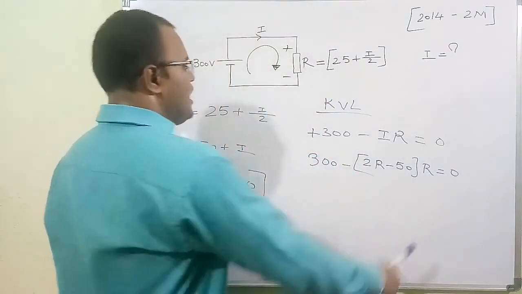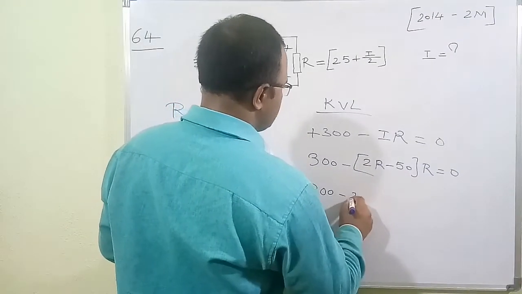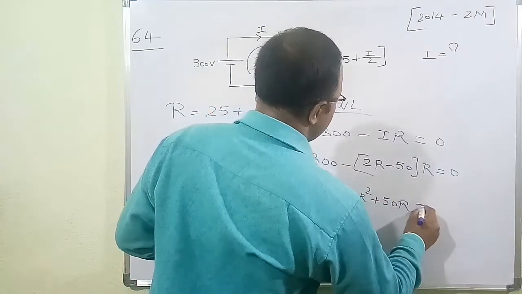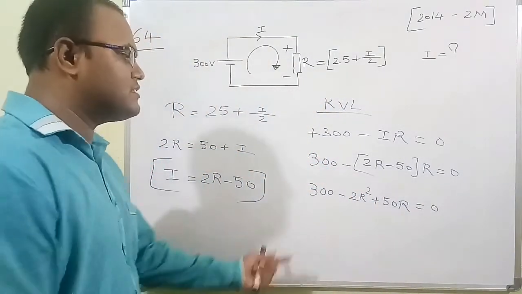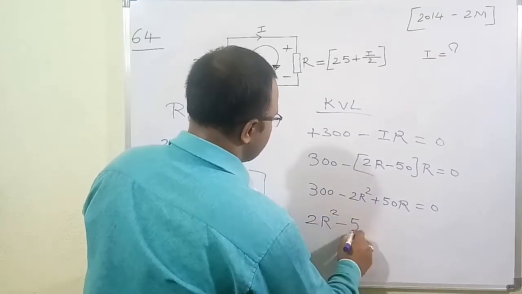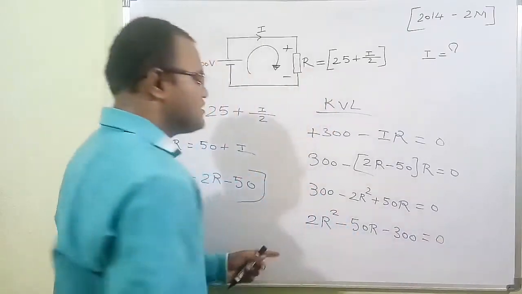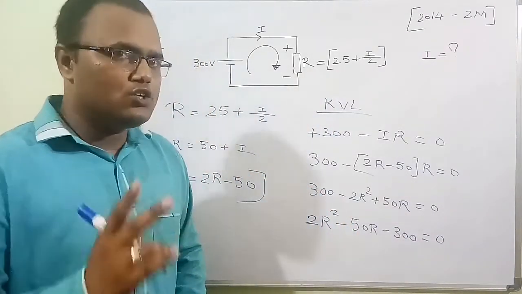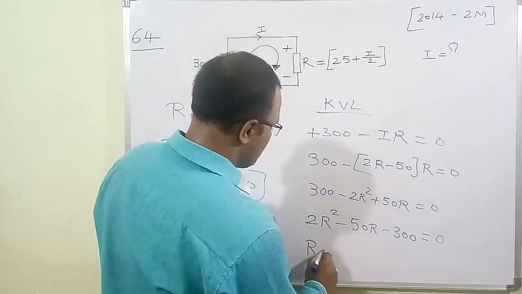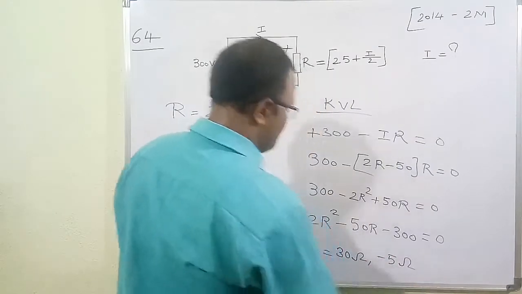Now I am going to multiply R into the inside term. So therefore 300 minus 2R square plus 50R. And if I multiply this equation by the negative sign, I am going to get 2R square minus 50R minus 300 is equal to 0. If you see carefully, this is a quadratic equation. A quadratic equation has two roots. Therefore, if you solve this equation carefully, you will get two values, which is R is equal to 30 ohm and the other value is minus 5 ohm.